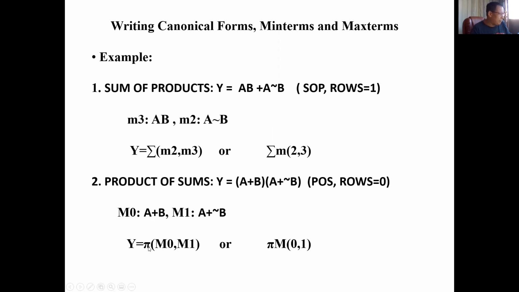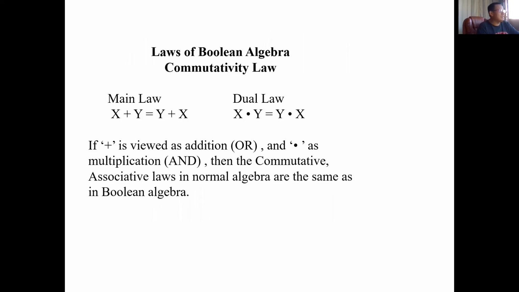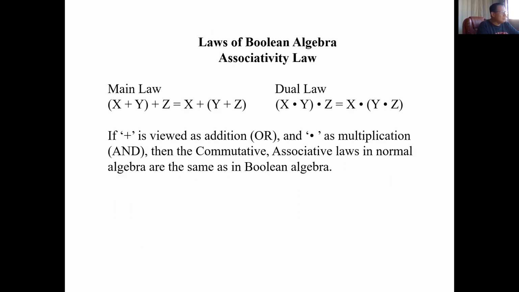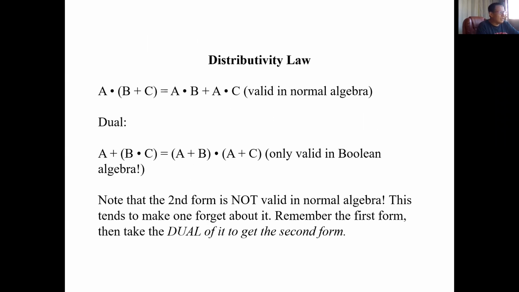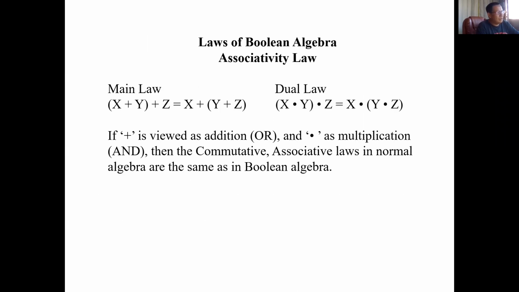And this one is pi of M, because it is the product of M0, which is AB, and M1, A not B. Do you follow? Okay? How do you derive a minterm and a maxterm? We will have exercises in this. Laws in Boolean algebra: this list is incomplete, but I will introduce the rest later. Basic laws, you must understand this.